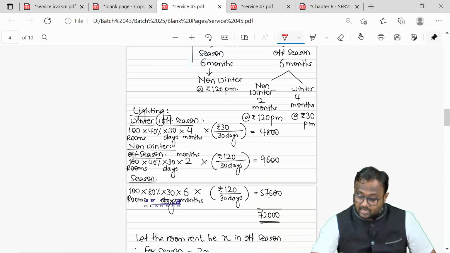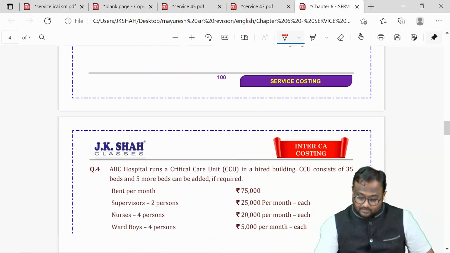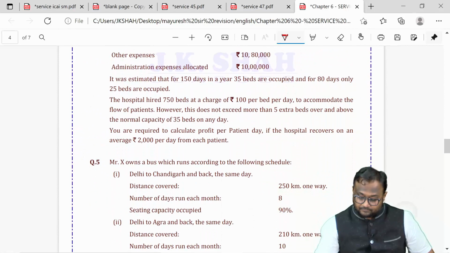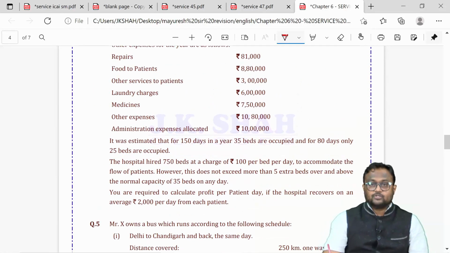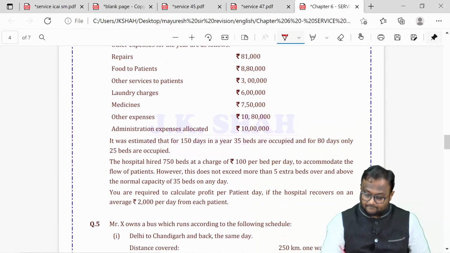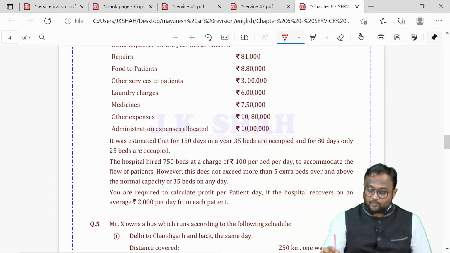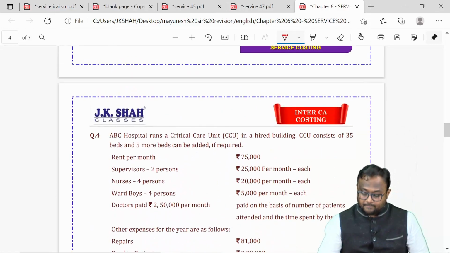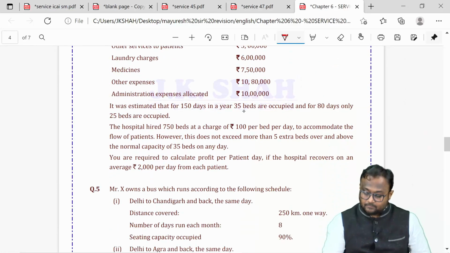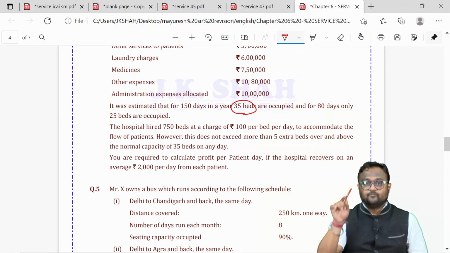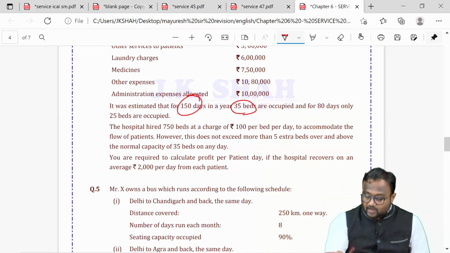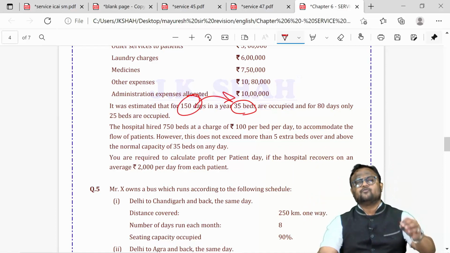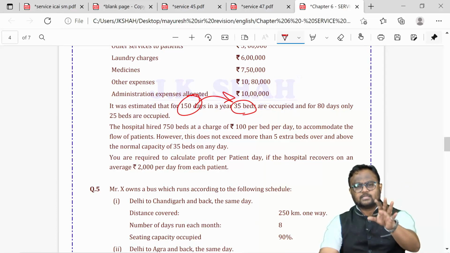Yes guys, after this, hospital was pretty simple. The only extra charge was the 750 extra beds. Now it is common sense. In a day, 35 beds can be accommodated. If you reach that level, then you need extra beds. For 150 days, you have touched the maximum limit. So, at the most for 150 days, you will be requiring extra beds.